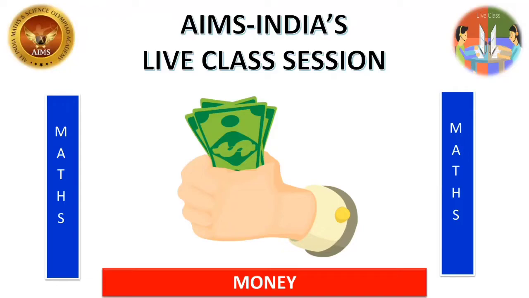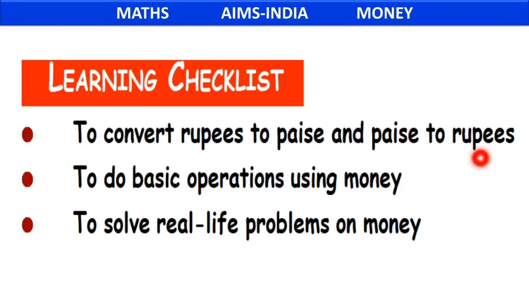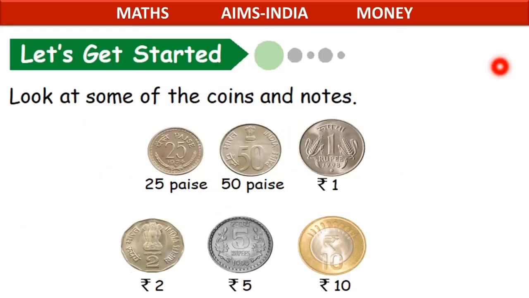So in today's class we are starting our new chapter, that is money. Okay, now what is our learning checklist for the chapter money? We learn how to convert rupees to paise and paise to rupees. And we'll also learn how to do basic operations using money and also to solve real life problems on money. Understood, children?